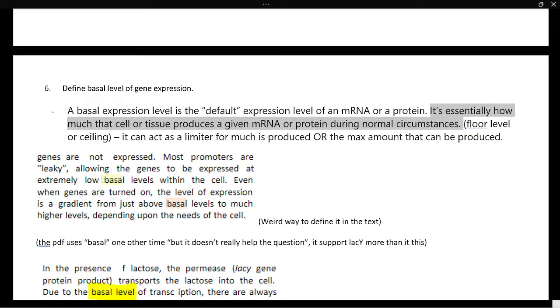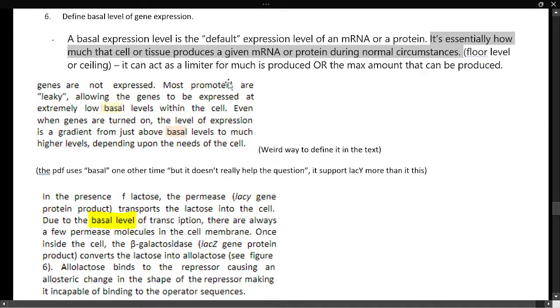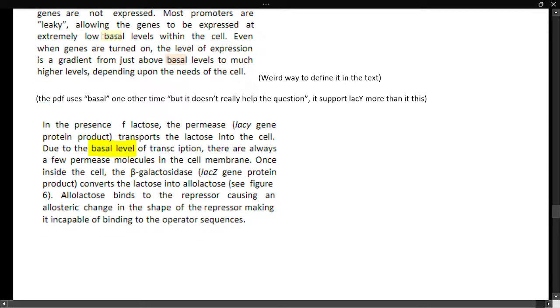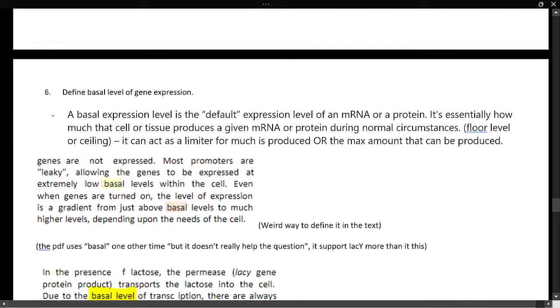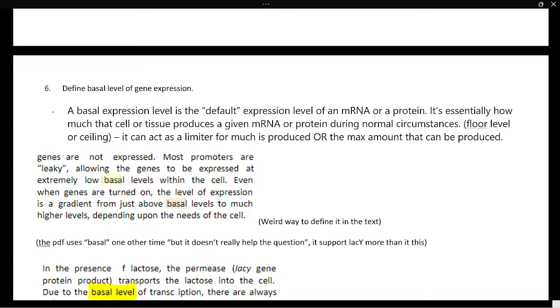I left floor level and ceiling level there because it determines how much or how little you can make. So yeah, that's what basal level means. There were a few references inside the article, but it didn't make much sense. So I just left it at that. This more or less supports lacY more than it does anything else. But this is important. The article doesn't touch upon it as importantly as it should. This is more or less like a baseline saying that this is how we say something can produce something or not.